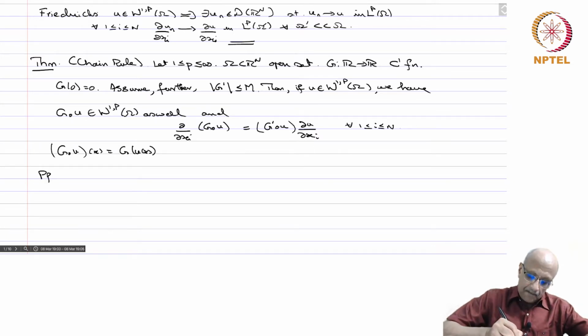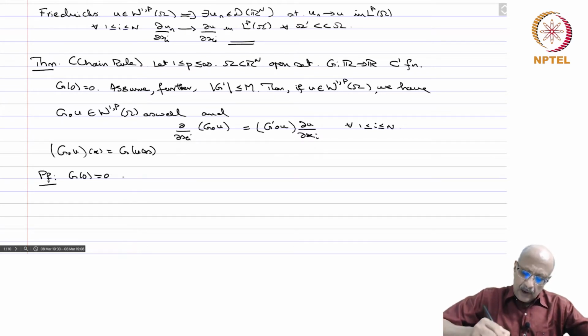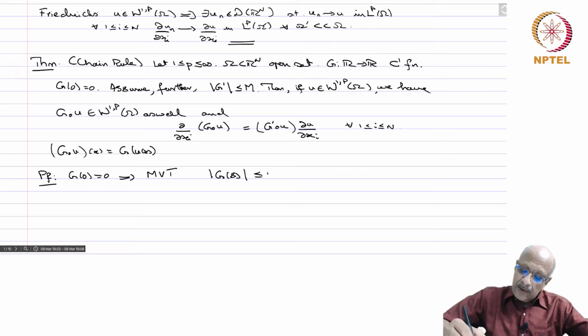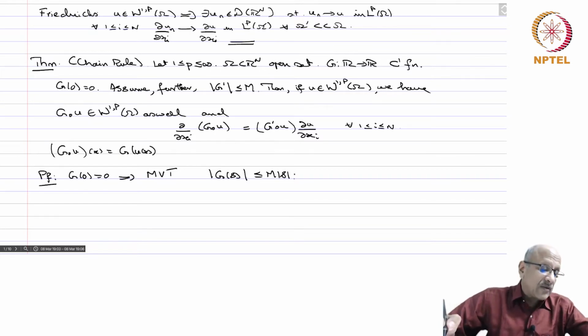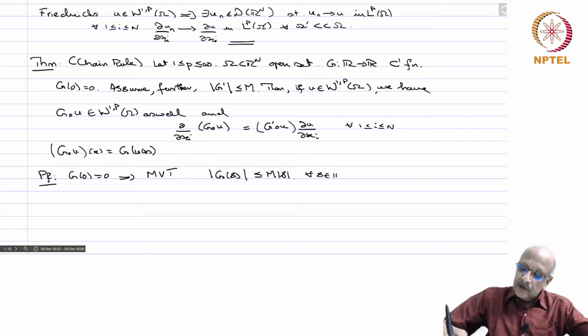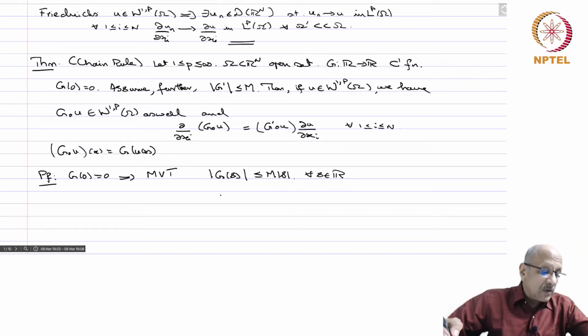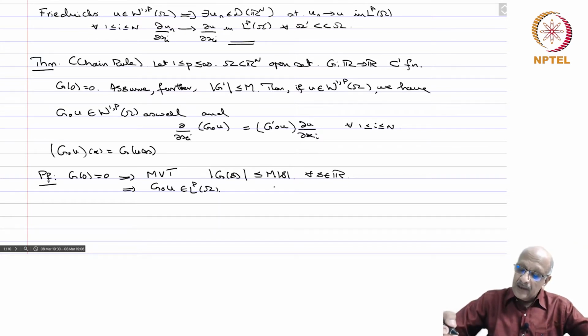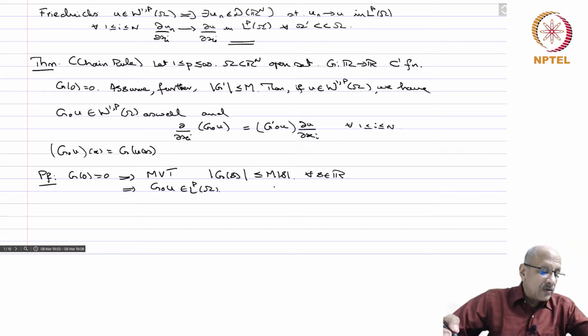Okay, so proof. Since g(0) = 0, by the mean value theorem, you have that |g(s)| ≤ M|s| for all s in R. This is just an application of the mean value theorem, which says that |g(s) - g(0)| is less than or equal to M times |s - 0|, where M is the maximum of the derivative. So this implies that g composed with u belongs to L^p(Ω) automatically, because |g(u(x))| is less than M times |u(x)|, and therefore if u is in L^p, g composed with u is also in L^p.